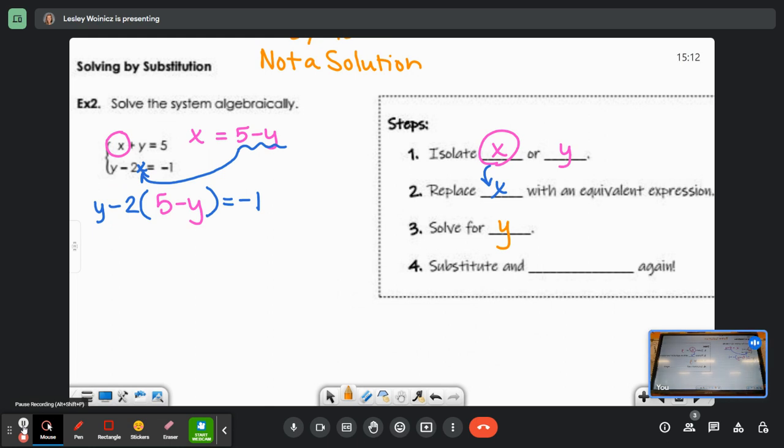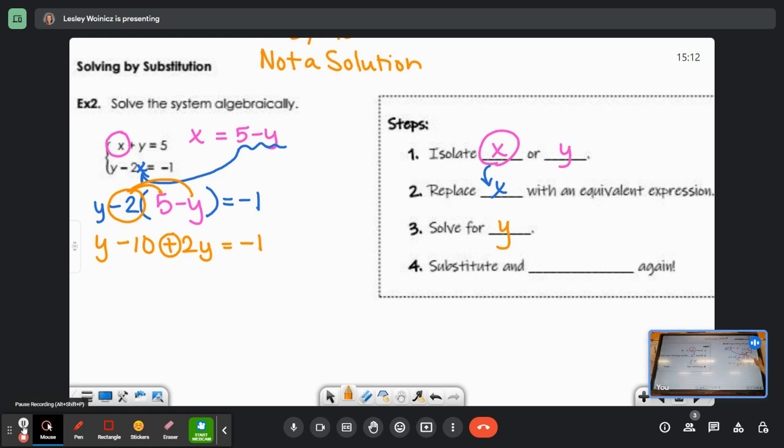So how do we get rid of these parentheses? Yeah, just be careful because you're distributing a negative 2. So that'll be y minus 10. What's a negative times a negative? Plus 2y equals negative 1.